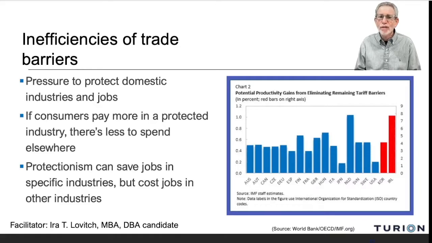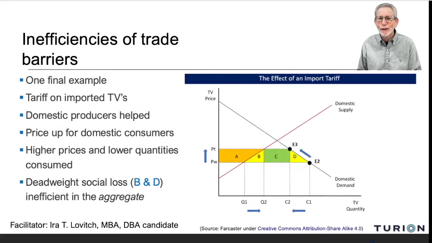It can save jobs in specific industries. And those industries are grateful, and they're putting pressure on their governments to protect their jobs. But of course, it can also cost jobs in other industries. So here's a final example about the inefficiencies of trade barriers. It's the tariff on imported TVs, televisions.